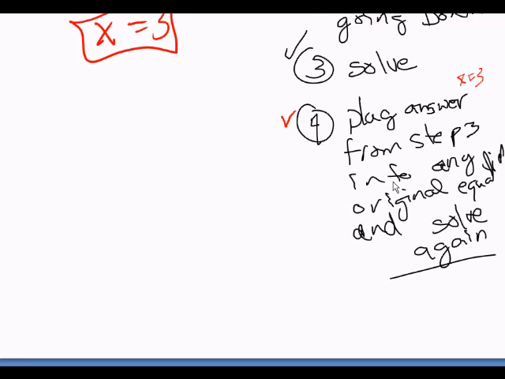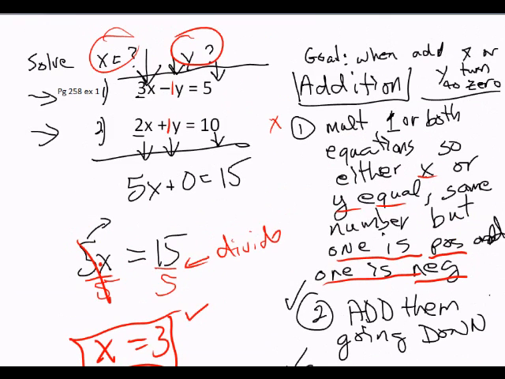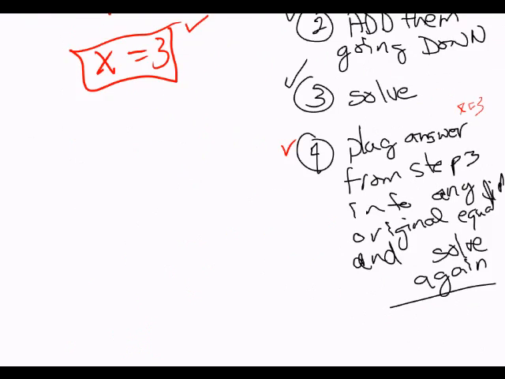The next step says plug your answer from step 3. My answer from step 3 was x equals 3, so into any original equation and solve again. So I'm going to pick any original equation. Should I pick equation 1 or equation 2? It doesn't matter which one you pick. So I'm going to pick equation 1.